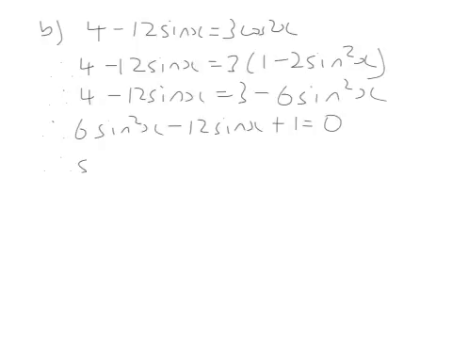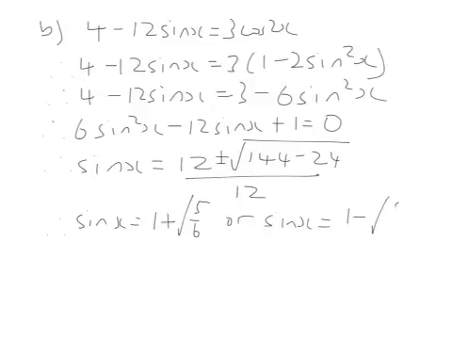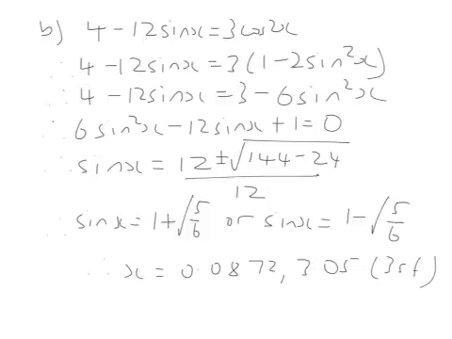This doesn't factorise, so sine x is minus b plus or minus the square root of b squared minus 4ac all over 2a. So from that we end up with sine x is 1 plus root 5 over 6, or sine x is 1 minus root 5 over 6. 1 plus root 5 over 6 is bigger than 1, so this equation has no solution, but the solution for this equation works out to be 0.0872, or 3.05 to 3 sig figs, and that's because x is between 0 and 2 pi.